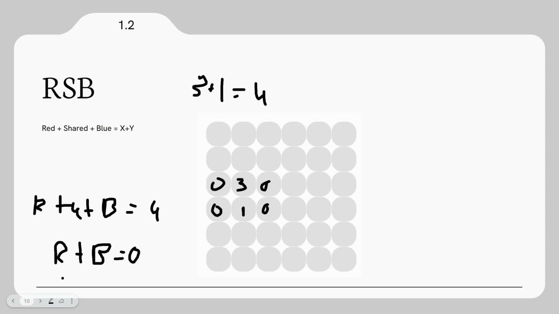This means that the red of the red number is the negative of the blue number, which means they're opposites. So let's say that 1 is the blue number, and let's say that it has no blues. If there are 3 reds below it, because it has no blues, it means above the 3, there's going to have to be 3 blues. It is worth noting RSB only applies when they are opposite colors.